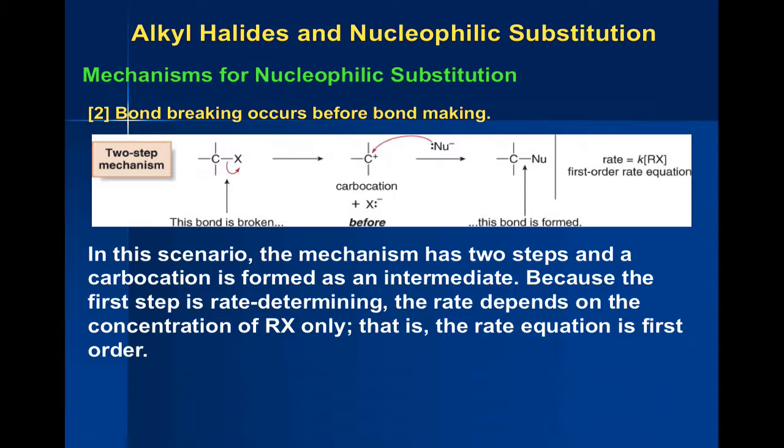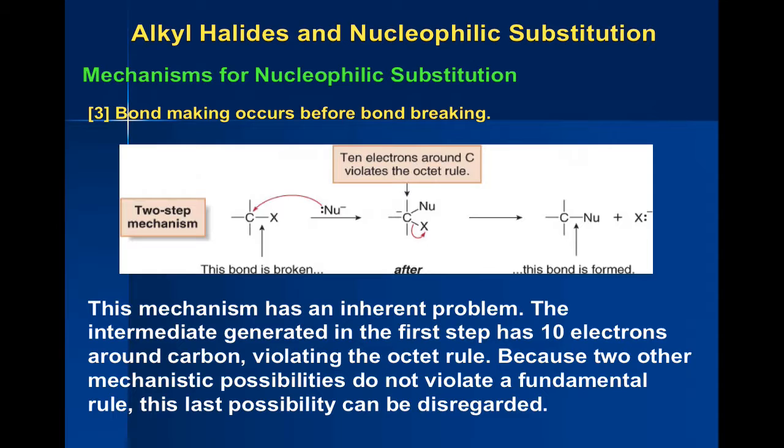Now, there's a third thing, at least on paper, that we can think of. And that is that the nucleophile attacks the carbon first and forms this complex, and then the leaving group leaves. This makes no sense in organic chemistry. Why? Carbon can only form 4 bonds. And this one requires that carbon has had how many bonds?